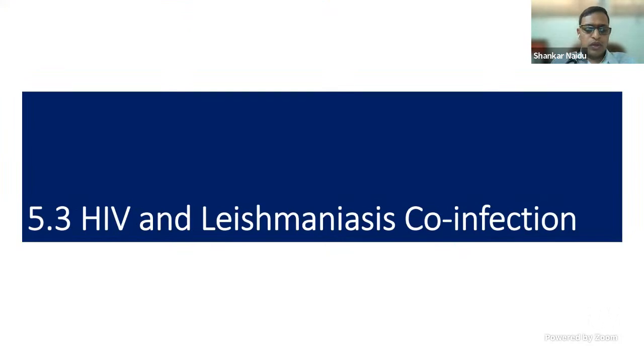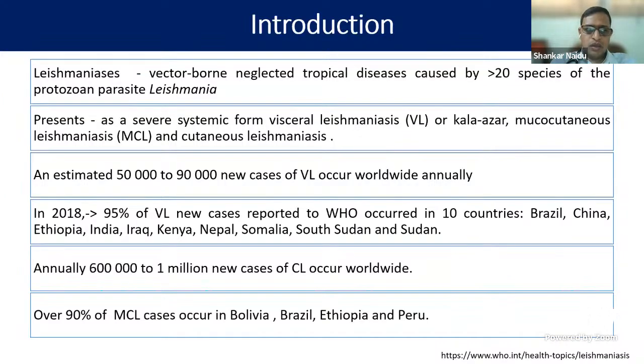So coming to the third part of the lecture, that is HIV and leishmania co-infection. Leishmaniasis is a vector-borne tropical disease caused by more than 20 species of the protozoan parasite leishmania. And it can present in various forms. The severe form involves various systems, in the form of visceral leishmaniasis or kala-azar, or it can present with mucocutaneous leishmaniasis or just cutaneous leishmaniasis.